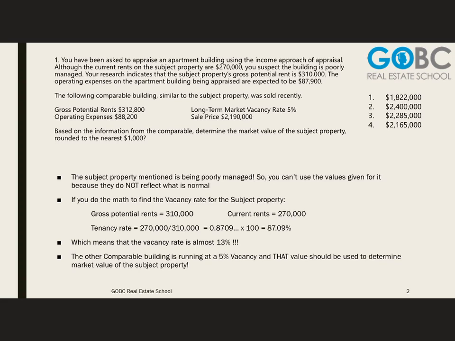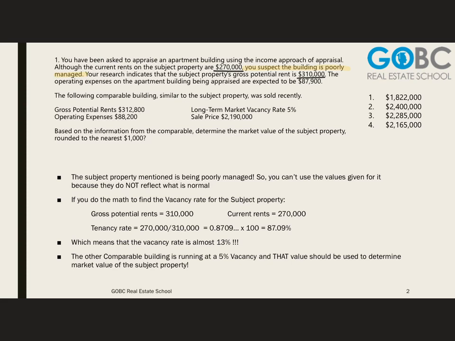Okay, so question number 1 is a little bit tricky, and the reason for that is because it has a little comment here that I'm highlighting in yellow for you that people don't pay much attention to, and so they don't understand why some of the values are used and why some of them aren't. The thing about this question is that it gives you the current rents on the property at this $270,000 here. But when you actually do some research, you find out that the gross potential, the maximum amount that could be collected in a perfect world, is $310,000. And the difference between those two numbers is the reason why you suspect the building is poorly managed.